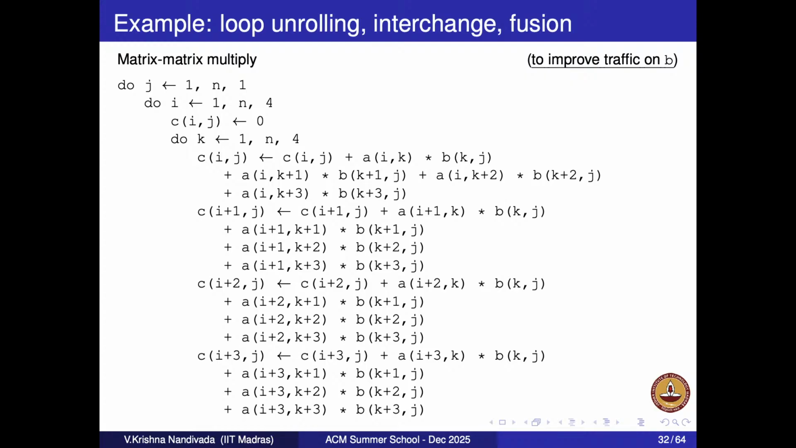Now you see what has changed. How many branch instructions do I have? N into n by 4 into n by 4, that is n cube by 16. The number of branches has come down, and the increments as well. How many floating point operations are there? Have I reduced any? Floating point operations have not changed.